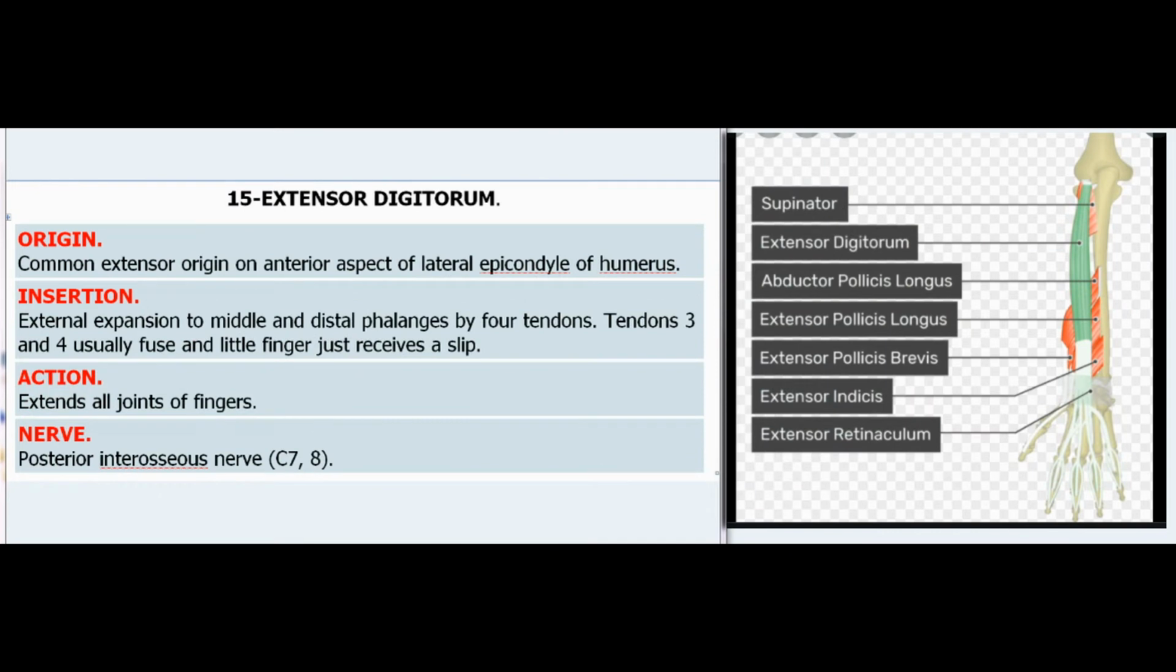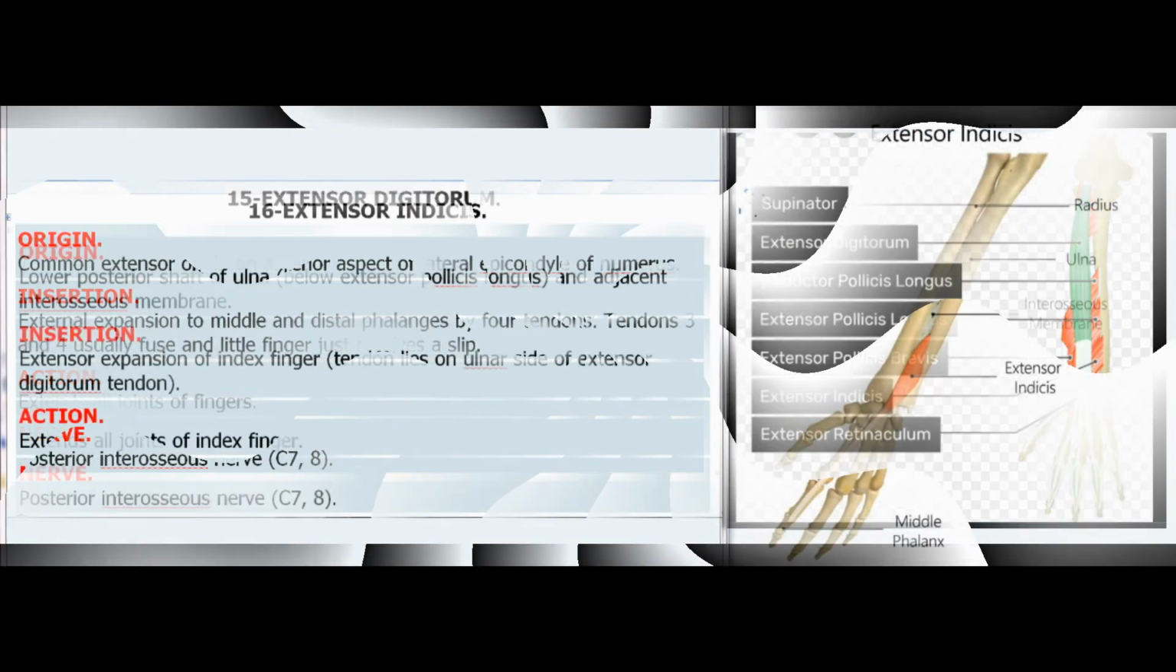15. Extensor digitorum. Origin: common extensor origin on anterior aspect of lateral epicondyle of humerus. Insertion: external expansion to middle and distal phalanges by four tendons. Tendons 3 and 4 usually fuse and little finger just receives a slip. Action: extends all joints of fingers. Nerve: posterior interosseous nerve, C7, 8.